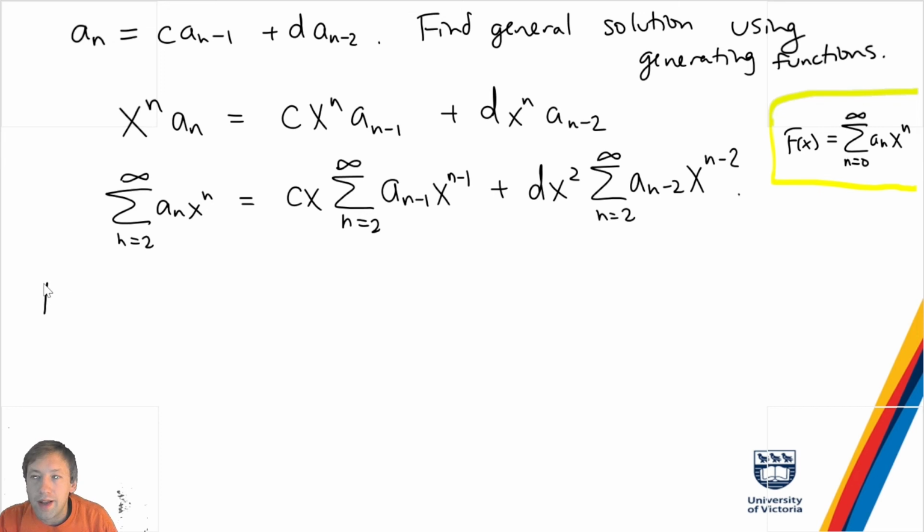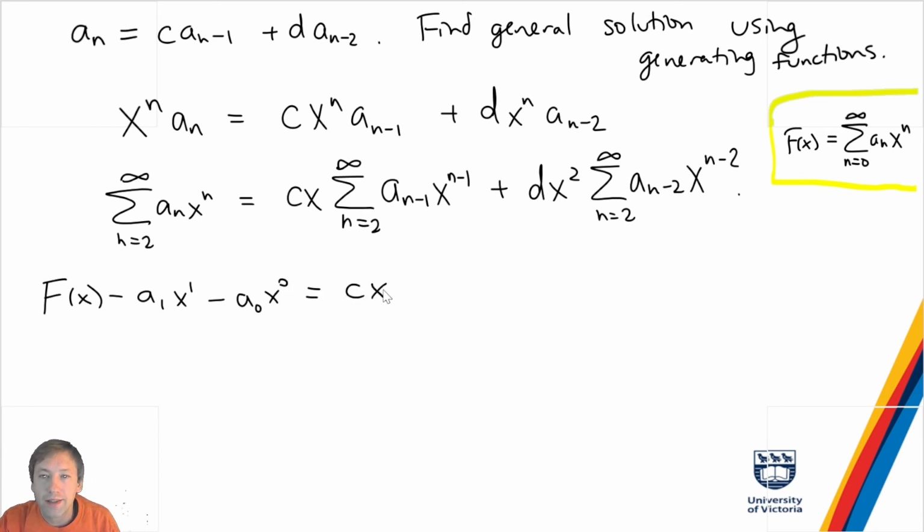So f of x is just equal to the sum of a_n x to the n, n equals 0 to infinity. So here we've got f of x minus a1 x to the 1 minus a0 x to the 0, and we've got that this is equal to cx. Now, again, I'm maybe skipping steps here, so let's go back and not skip steps in case this is not clear to anyone.